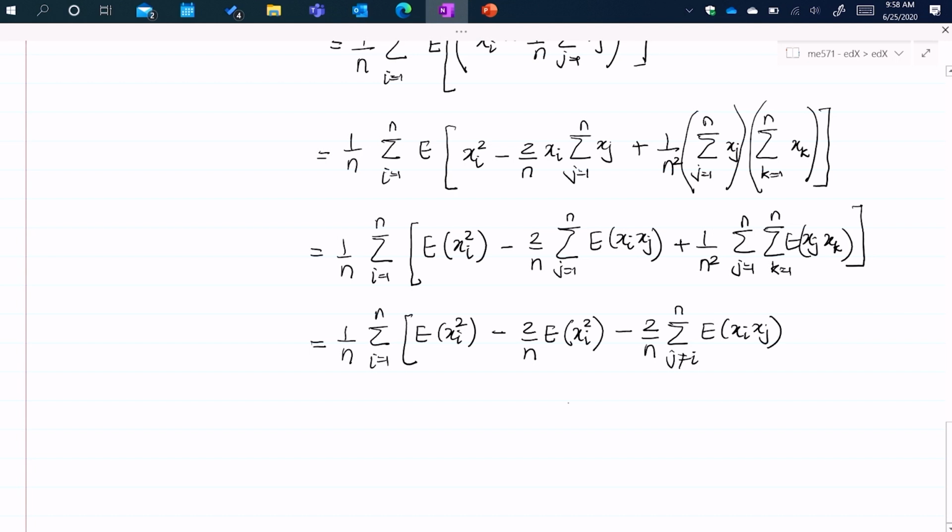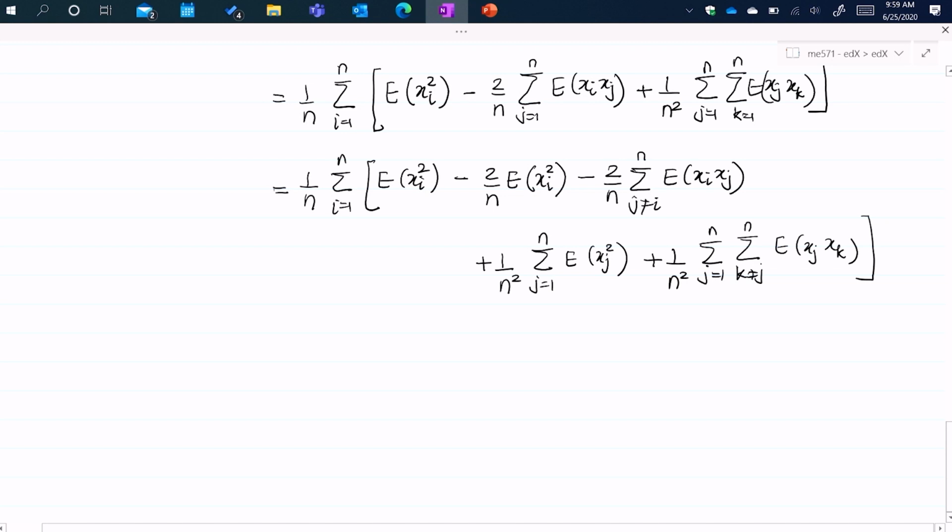And similarly, the next term I'm going to write as plus 1 over n squared summation j going from 1 to n of expected value of xj squared, plus the last term, which is 1 over n squared, and summation j going from 1 to n, summation k not equal to j going up to n, expected value of xj xk.